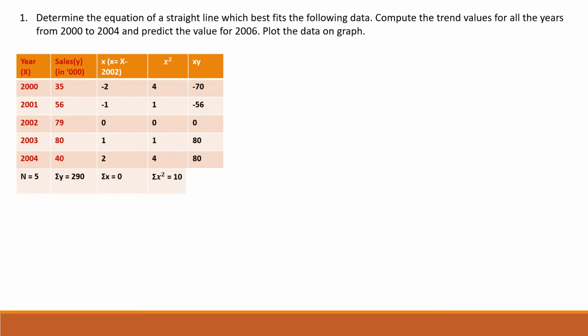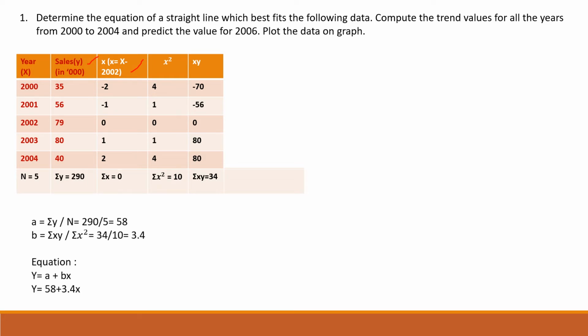So xy means we have to multiply x into y values. So x is minus 2 into 35, minus 70; minus 1 into 56, minus 56; 0 into 79, 0; 1 into 80, 80; 2 into 40, 80. So the total of xy is 34. We have to add minus 70 plus minus 56 plus 0 plus 80 plus 80 equals 34.